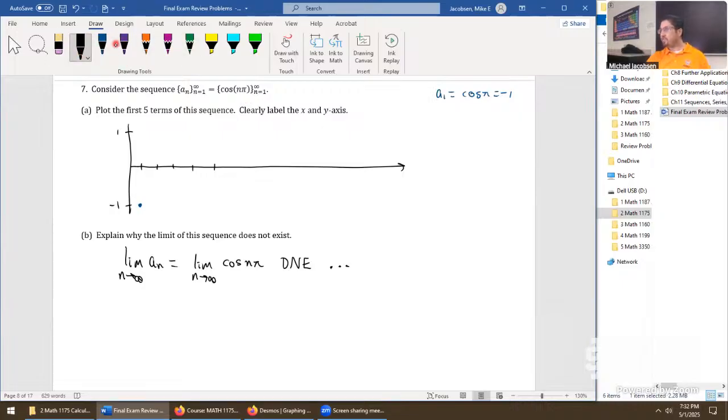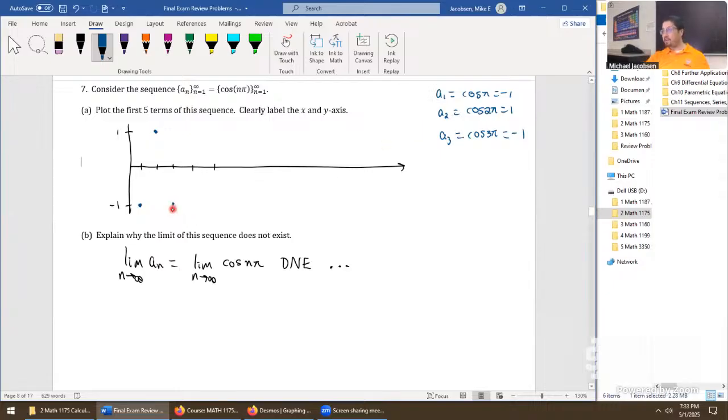And next value, a2 is going to be equal to cosine 2 pi, which takes us up to positive 1. So we're at index 2, move over 1 tick mark, and we're up here. And already you probably see the pattern. a3 is cosine 3 pi, which is exactly the same as cosine pi. These are 2 pi periodic functions, so just subtract 2 pi from there. We're back to cosine pi, back to negative 1. And so we're down there.